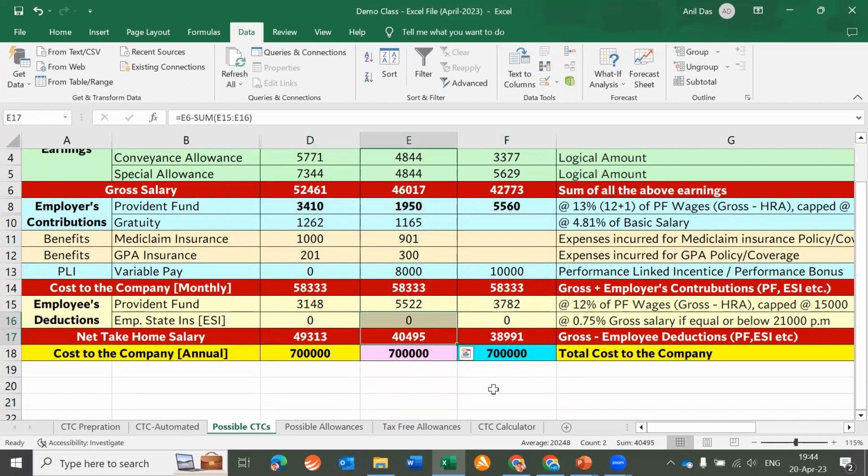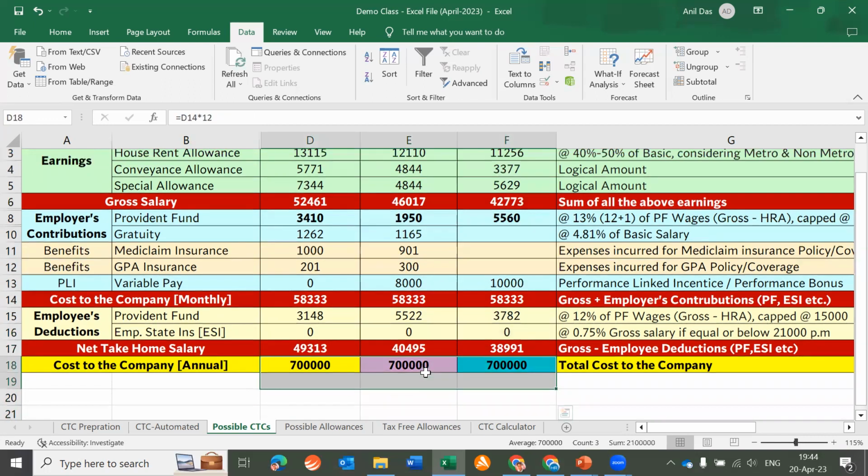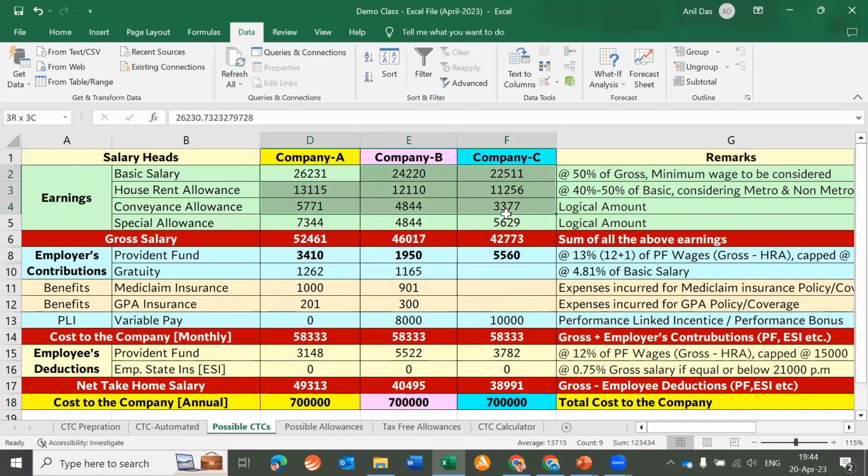In this company, the take-home is 4495. In this company, the take-home is 38,991. With the same CTC, the take-home is different. Why is it different? Because the designing is different. This company has not included the cost of gratuity, mediclaim, and GPA. This company is paying 34 as PF. This company is paying 56, 55 as PF. This one is paying GPA of 201. This one is paying personal accident group policy of 300. So the entire designing of the compensation package is different.